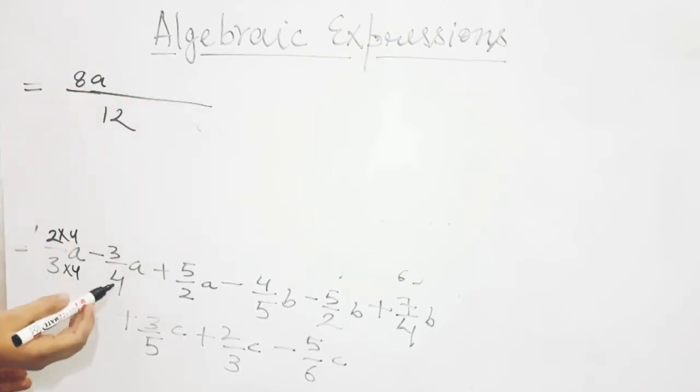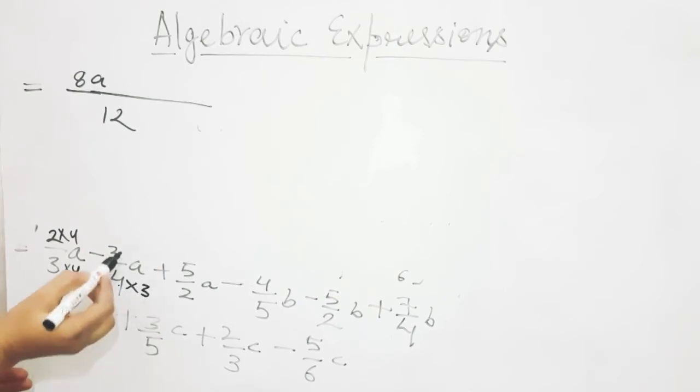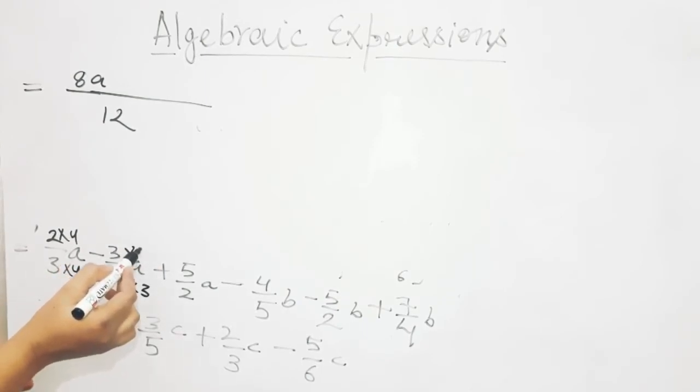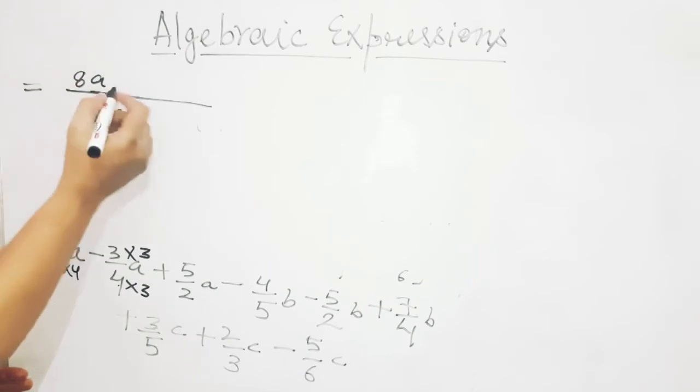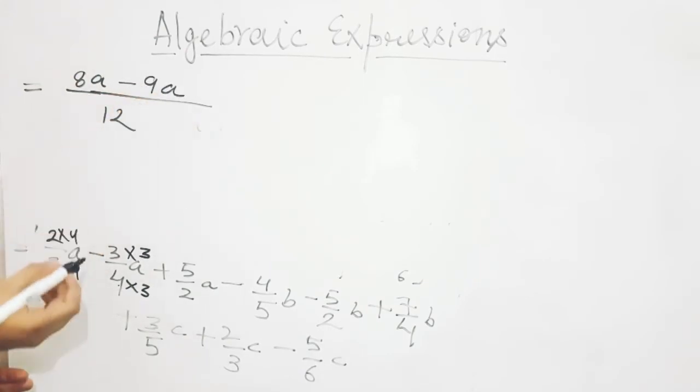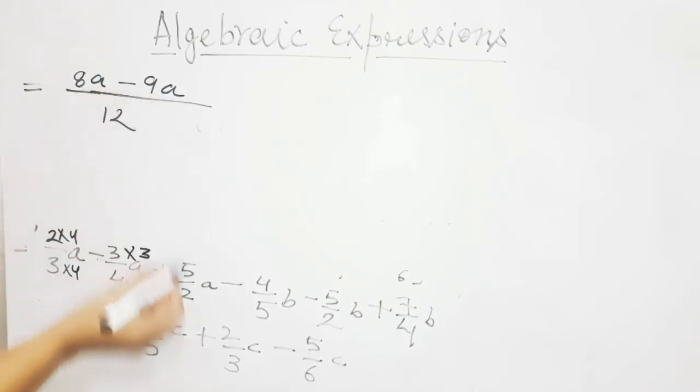Now coming to the next one, 4 has to be multiplied by 3 in order to make it 12. So the same goes with the numerator. So 3 3s are 9. Since it was a negative sign, that is why I am placing a negative sign.